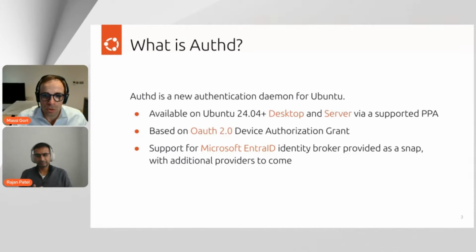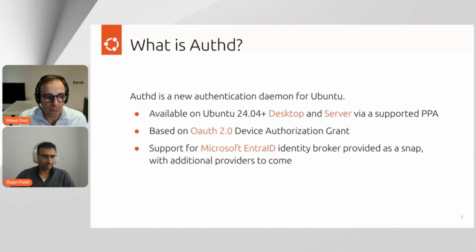So moving on, what is Authd? Authd is a new authentication daemon for Ubuntu. We released it at the end of 2024 for Ubuntu both server and desktop 24.04 and 24.10. It is available via a supported PPA, which will become part of the official archive soon. Authd leverages the OAuth 2 device authorization grant to make sure that you can use your favorite cloud identity providers to authenticate your users to Ubuntu.